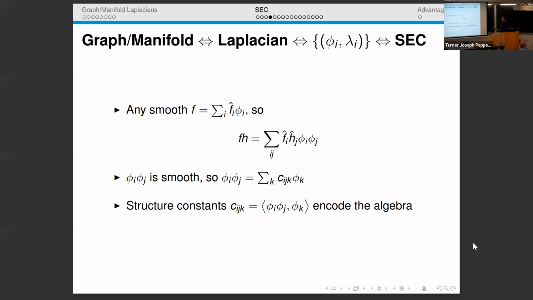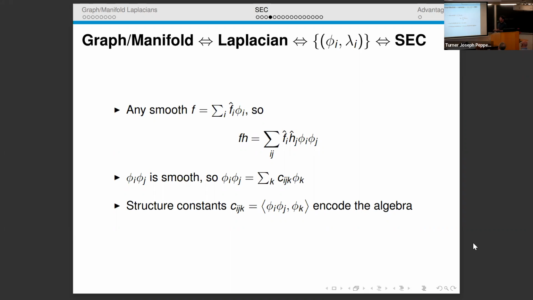If you take any smooth function, you can write it in the Fourier basis. You multiply two functions, and you're going to get a product which involves products of eigenfunctions. So all I really need to understand is products of eigenfunctions. But how I'm analyzing the product depends on the choice of basis that I've made, and I've made this special choice of basis. In this basis, I can encode the product by saying: the product of two smooth functions is again a smooth function, so I can write it in the Fourier basis too. It's going to have some coefficients, which depend on i and j, which two basis functions I started with. And these c_ijk are the structure constants.